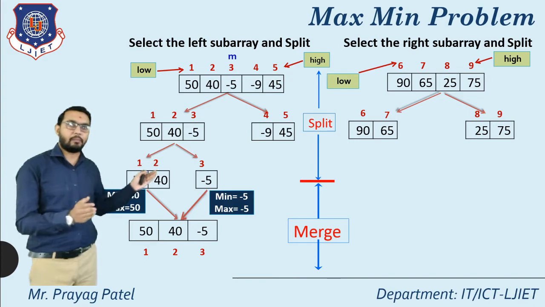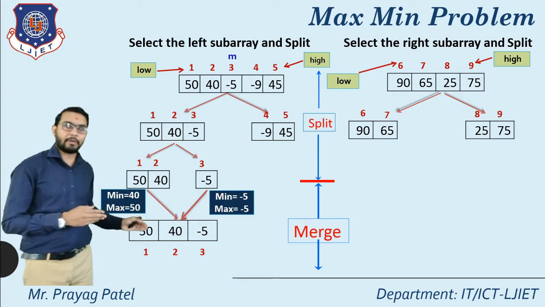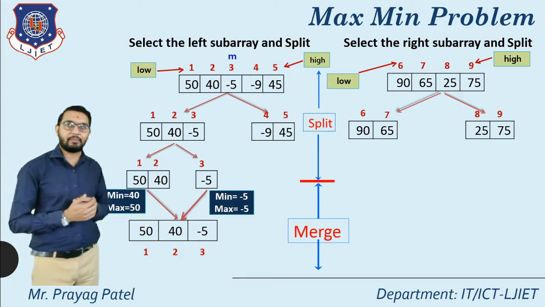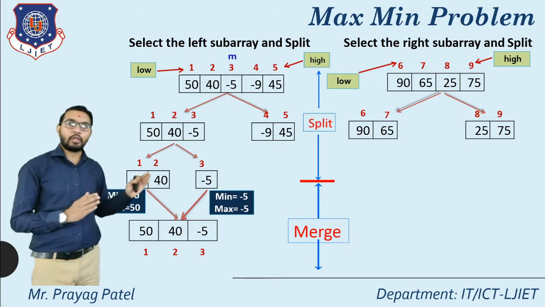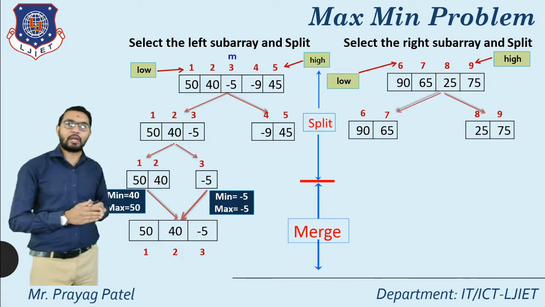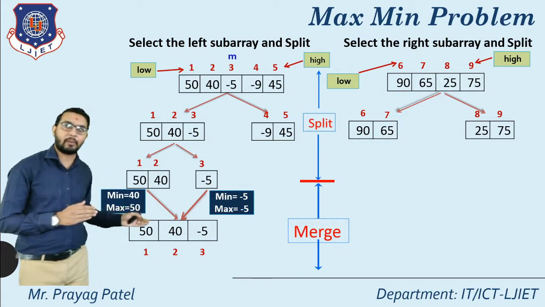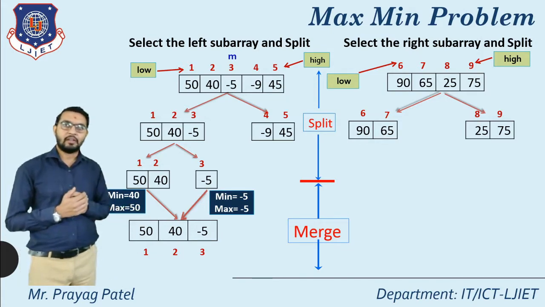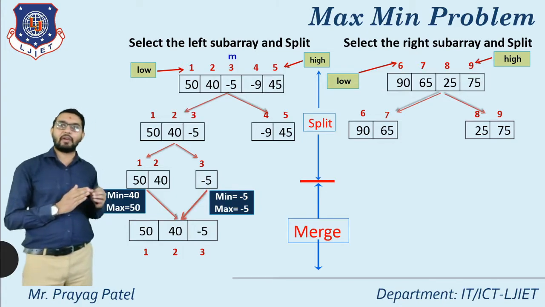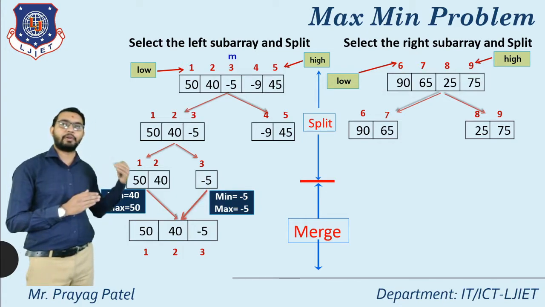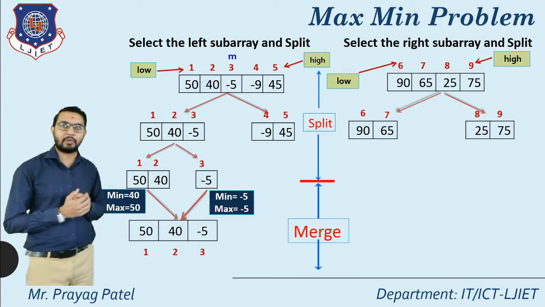Now after that, combine these two subarrays. After combining, we get the 3 elements, locations 1, 2 and 3, with values 50, 40 and minus 5, in the same order. Now find the minimum and maximum element from the combined or merged list. For the merged list, we directly find the minimum and maximum value by comparing the previous two arrays' minimum and maximum values.